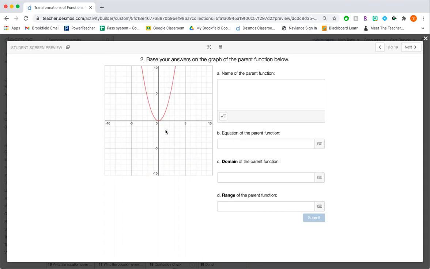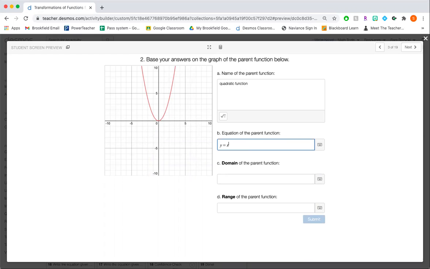The next one here, this should be one that you are most familiar with. This is a quadratic. The U shape is always quadratic. And anything with this shape of a graph is y equals x to the second. That is the parent function for quadratics. The domain for all quadratics, no matter what, even if there are transformations, is negative infinity to infinity.